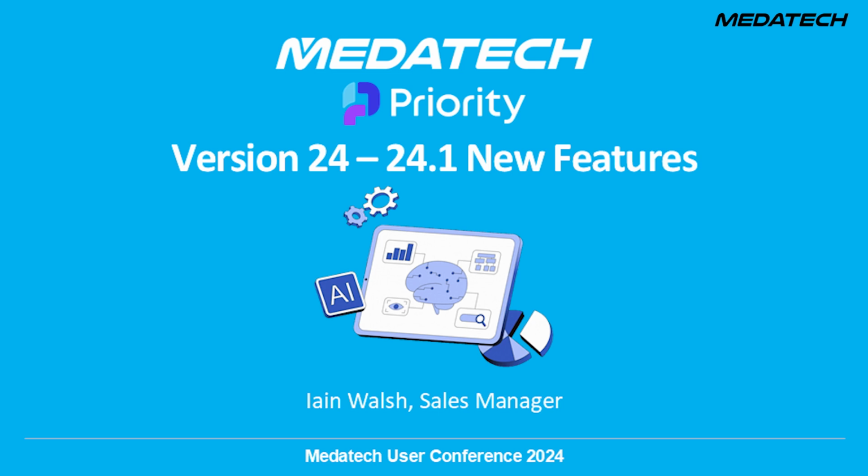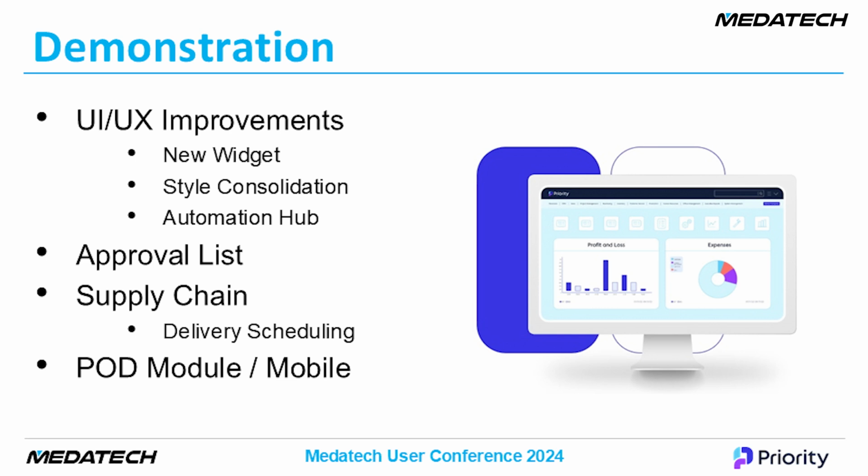So we're going to go through a process. I'm going to use a sales process to help me with this. But basically what we're going to do is have a look at some improvements in the user interface, user experience. I'll show you a new widget that's been introduced and talk a little bit, Gil alluded to the consolidation of styles within Priority. Then into some new features in the automation hub, and we'll start the sales process with a sales order.